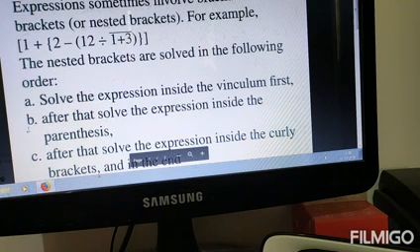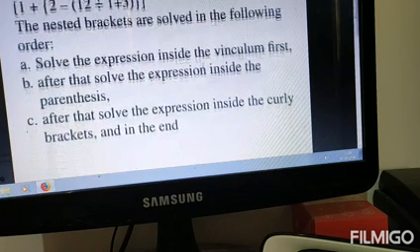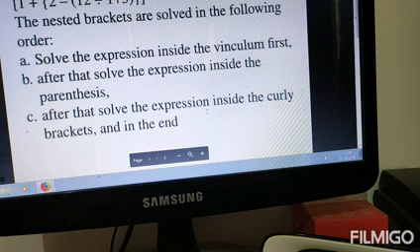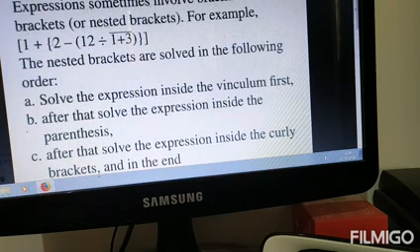Then we move down to part B, the next step. After solving these expressions, we move towards the parenthesis. As you can see where my cursor is facing, this part inside is the parenthesis. So secondly, you will have to solve that. Moving on to the third step. After that, solve the expressions inside the curly brackets. Just have a look where the cursor is being pointed. These are the curly brackets. So this part is to be solved third.